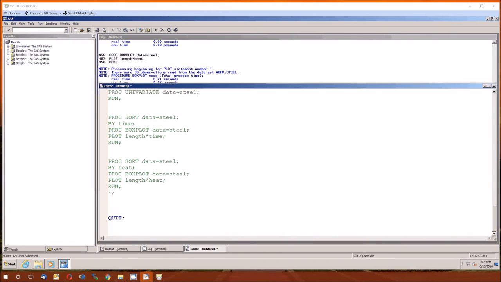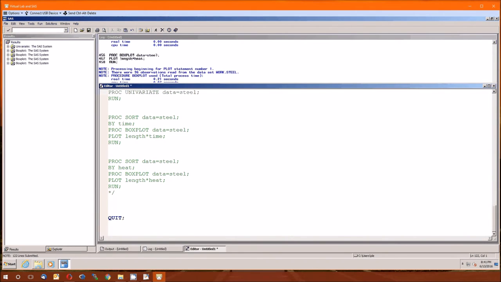So now we're going to do our ANOVA. We're going to use, that's right, proc glm. That proc glm can do an awful lot of things. Again, we need to specify what our categorical variables are. It's time, heat, and machine. Don't forget machine is also a categorical variable. Specify our model. Dependent variable is length.